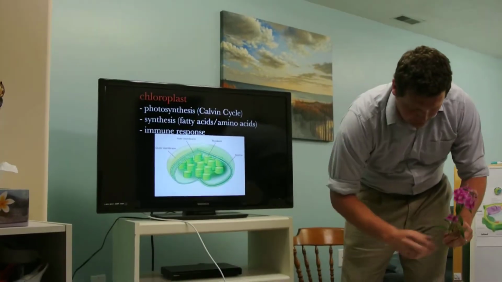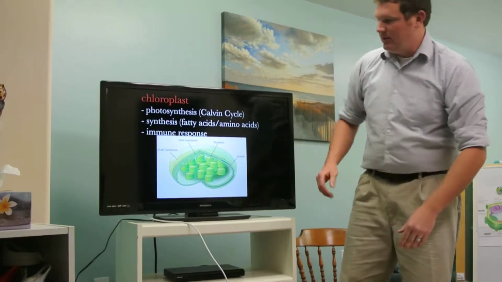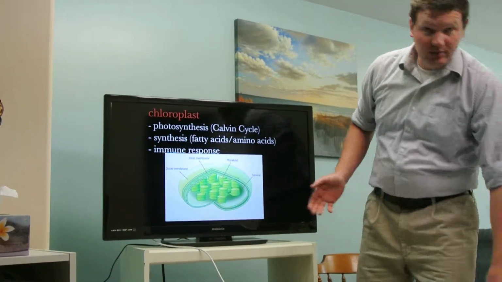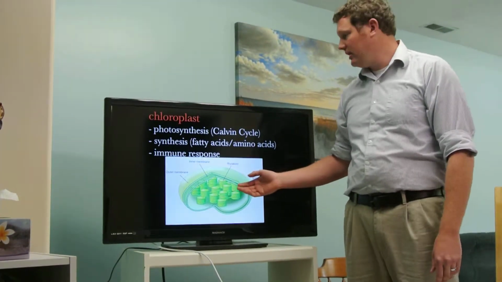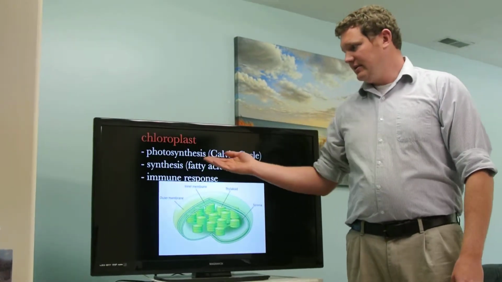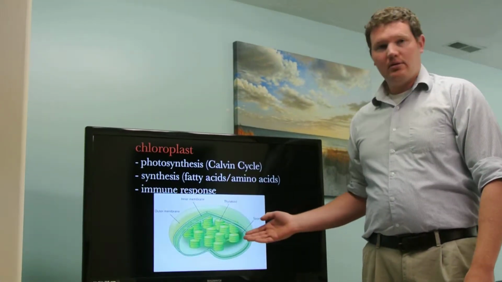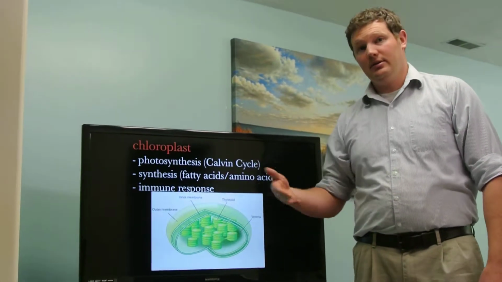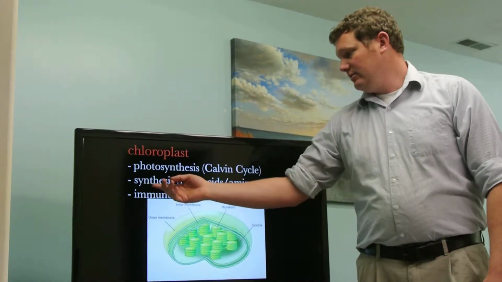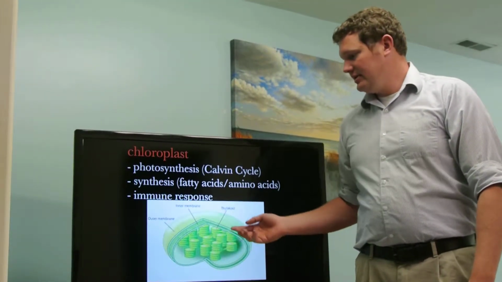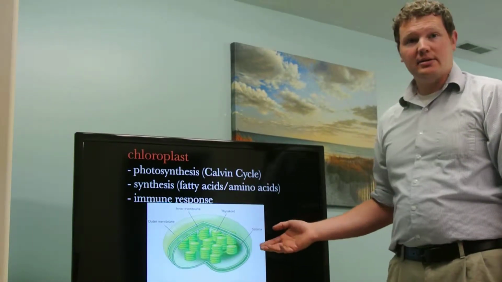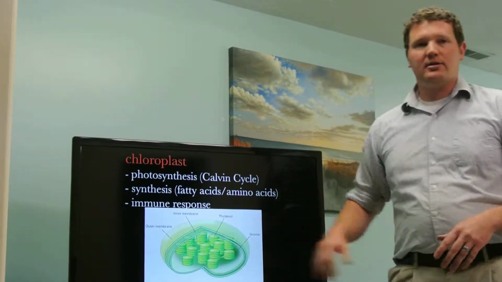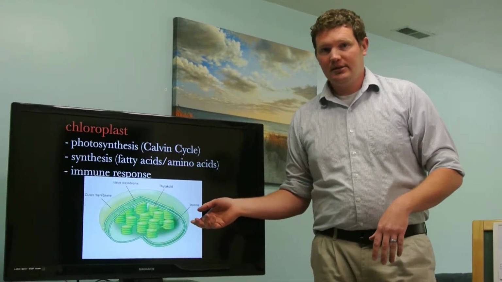The next part after the vacuole is the chloroplast. Now what is the chloroplast? It's green. It's what makes plants green, is the chlorophyll, which is inside of the chloroplast. Photosynthesis occurs here in the chloroplast. This is also called the Calvin cycle, which we'll learn about later in other classes. Also, some things are synthesized in the chloroplast: fatty acids and amino acids, which are things that the plant needs to survive. Also, the immune response for the plant occurs here in the chloroplast.